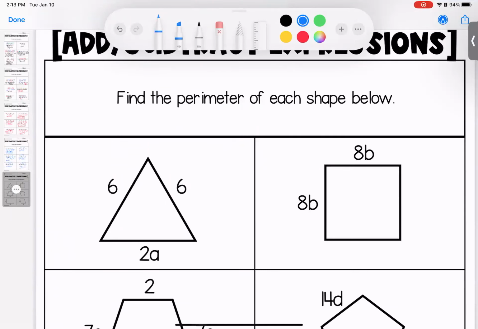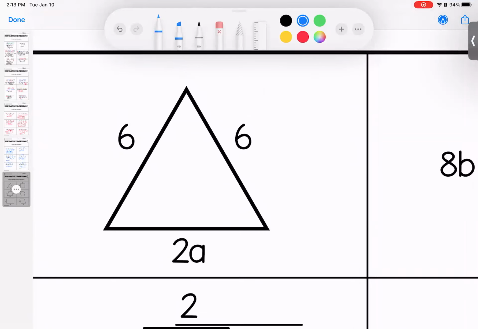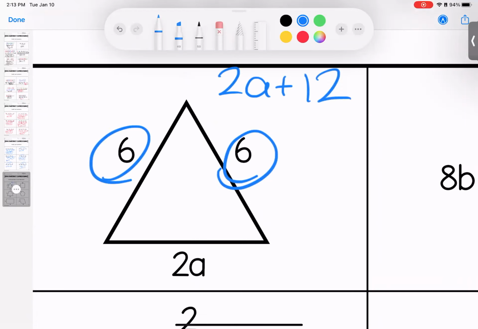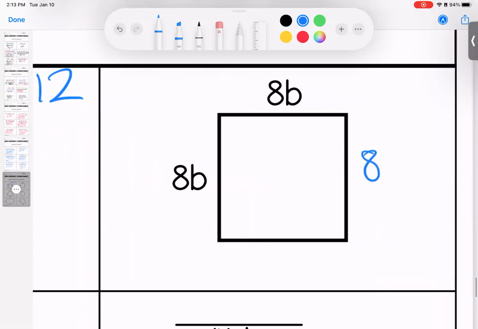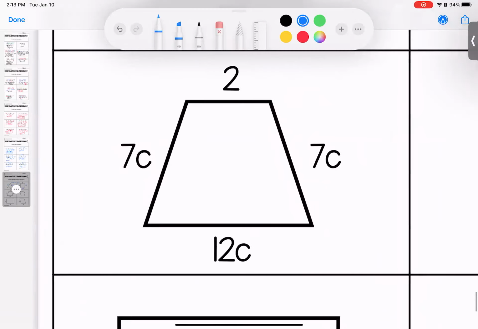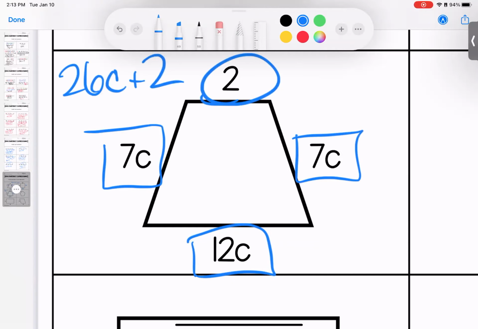Last one, looking at these a little bit different, trying to read equations based off of what we have here. So for this one, we would have 2a plus 12. So combining what we have. For this, all of them would be the same. So it would be 8 plus 8 plus 8 plus 8 gives us 32b. Down here, we have 12c plus 7c plus 7c is 26c plus, the only number by itself, 2.